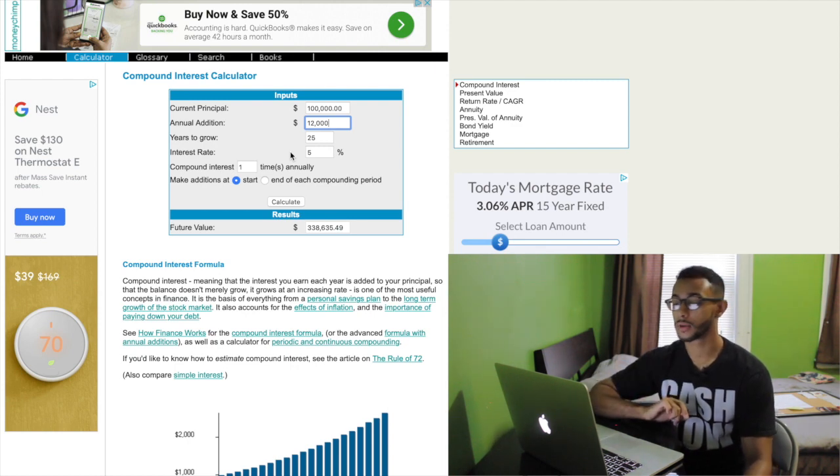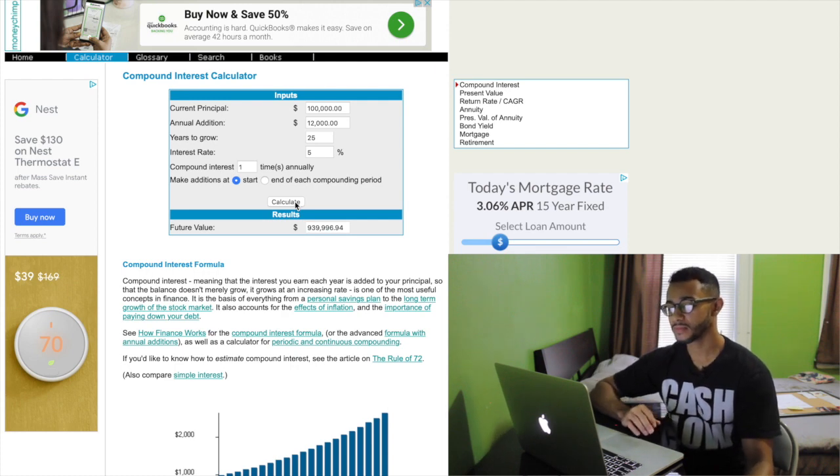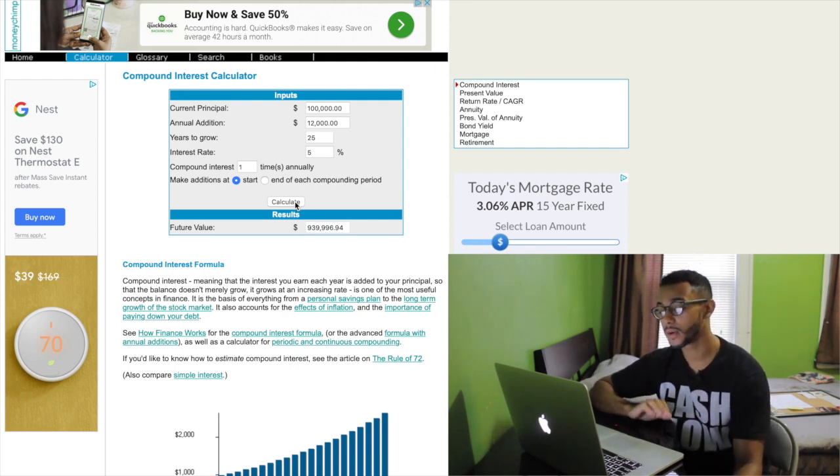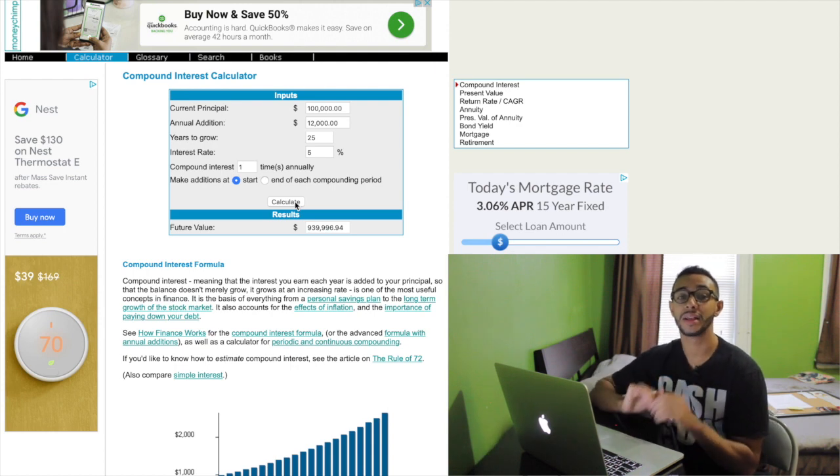Now, let's do the $100,000 at an annual addition of $12,000. Give it 25 years to grow, and my dividend rate would be 5%. If we hit that button at 48 years old, I would have about $939,996.94. Now, I will be a millionaire at 48 years old if I started with my principal of $100,000 with an annual addition of $12,000 and give it 25 years to grow at an interest rate of 5%. Now that is almost $1 million.